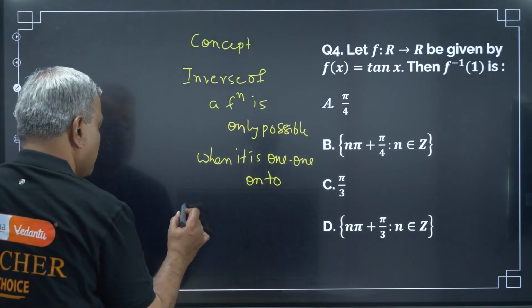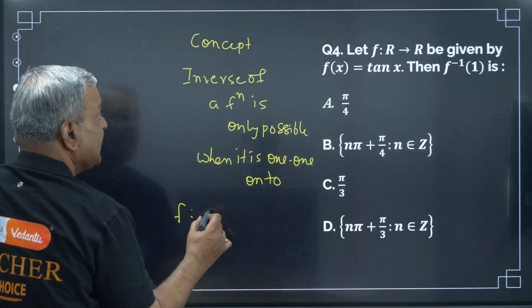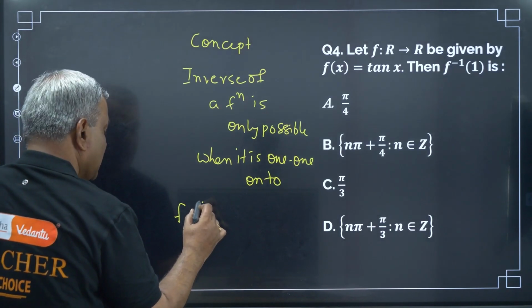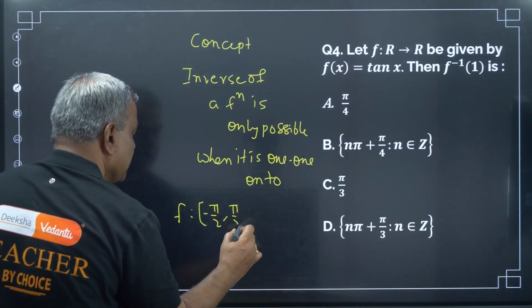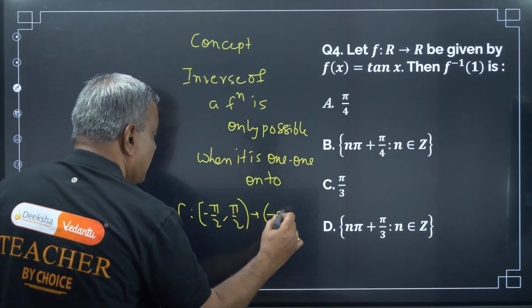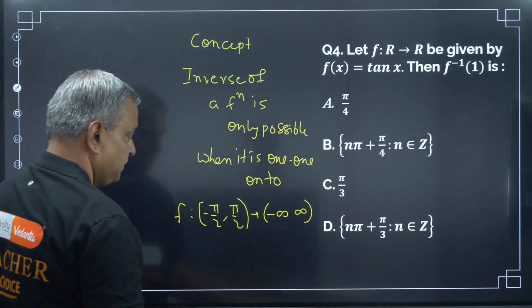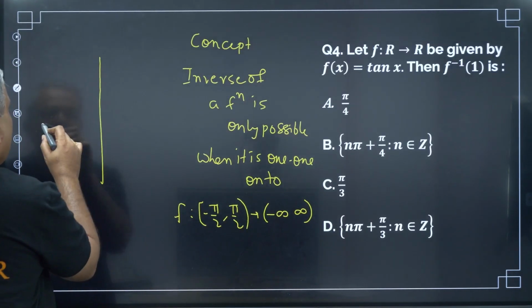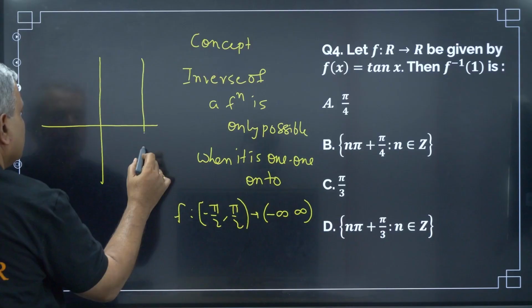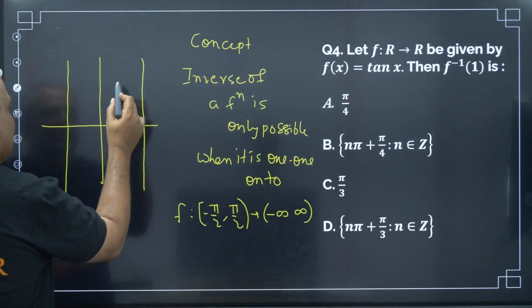So how to change this problem? This can be written as domain from minus pi by 2 to plus pi by 2, and range minus infinity to plus infinity. For your convenience, I draw the tan x graph also. This is the tan x graph.